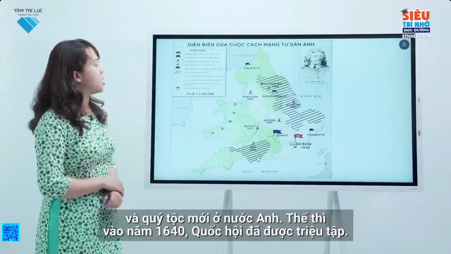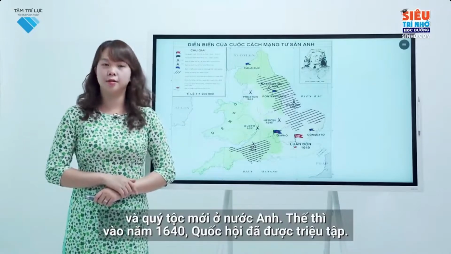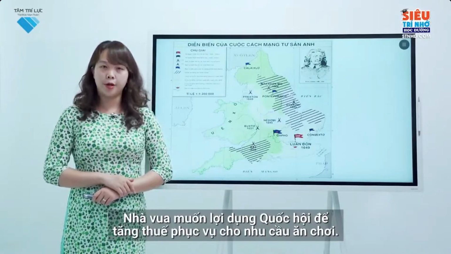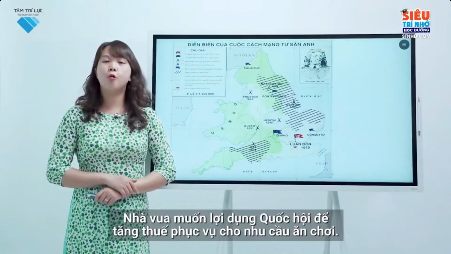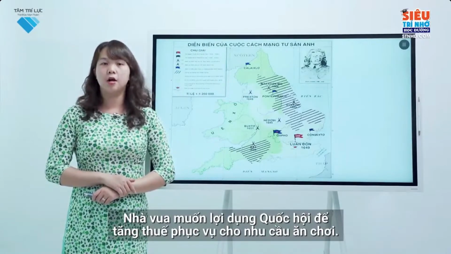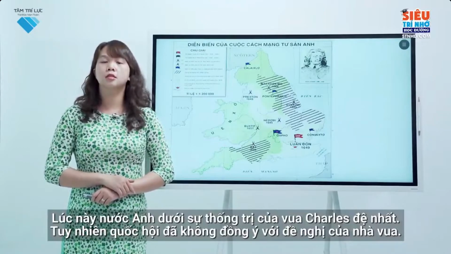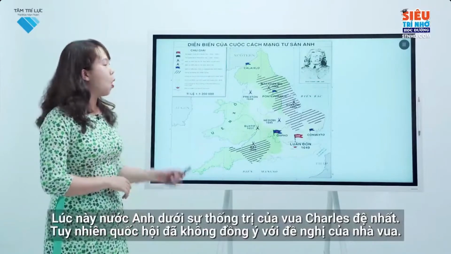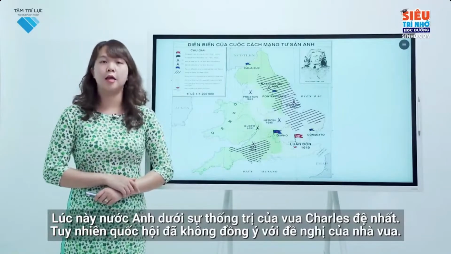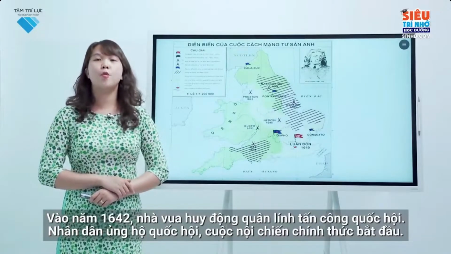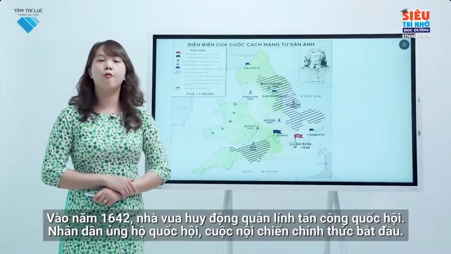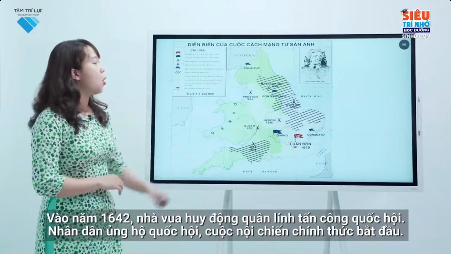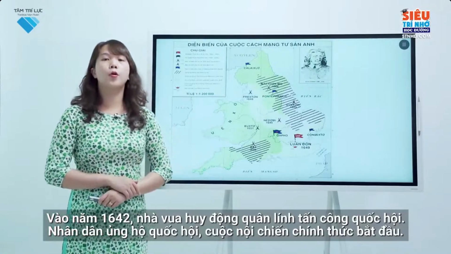So in 1640, the Parliament was summoned. The king wanted to take advantage of the Parliament to increase taxes for amusement purposes. At that time, King Charles I was ruling England. However, Parliament did not agree with the king's suggestion. In 1642, the king manoeuvred troops to attack Parliament. People supported Parliament, so the Civil War originally started.